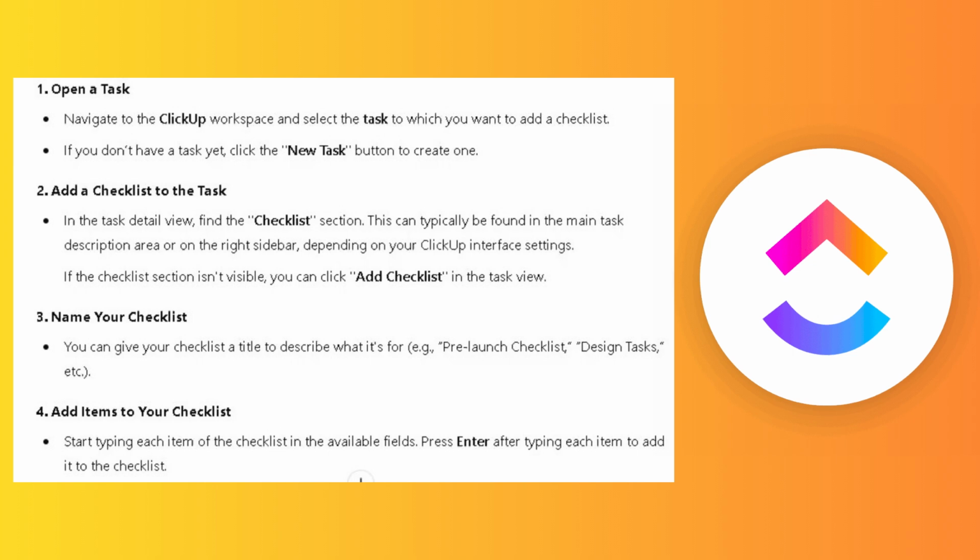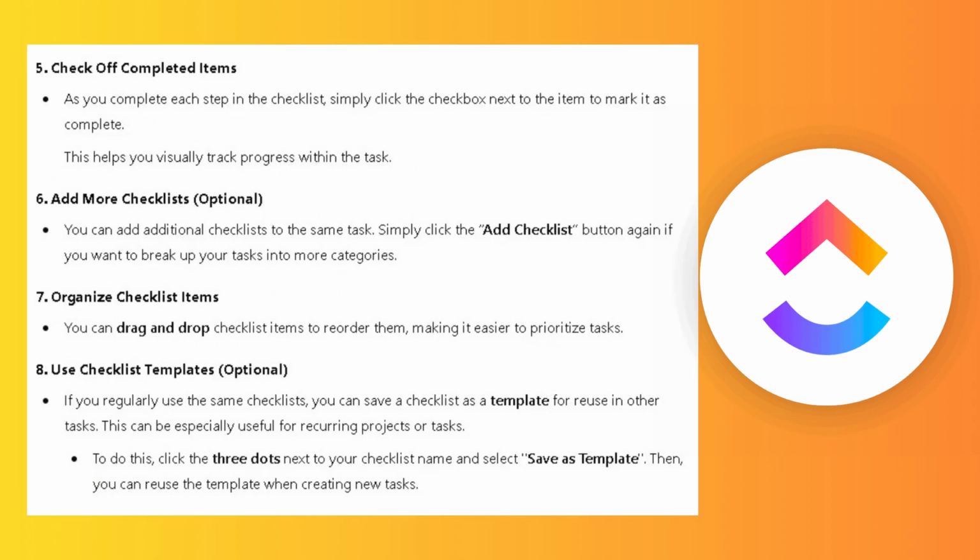Add an item to your checklist. Start by typing each of the items in the checklist in the available fields. Press enter after typing each item to add it to the checklist. Check off complete items. Once your item is complete on the checklist, simply click the checkbox next to the item to mark it as complete. This will help you visually track your progress within the task.